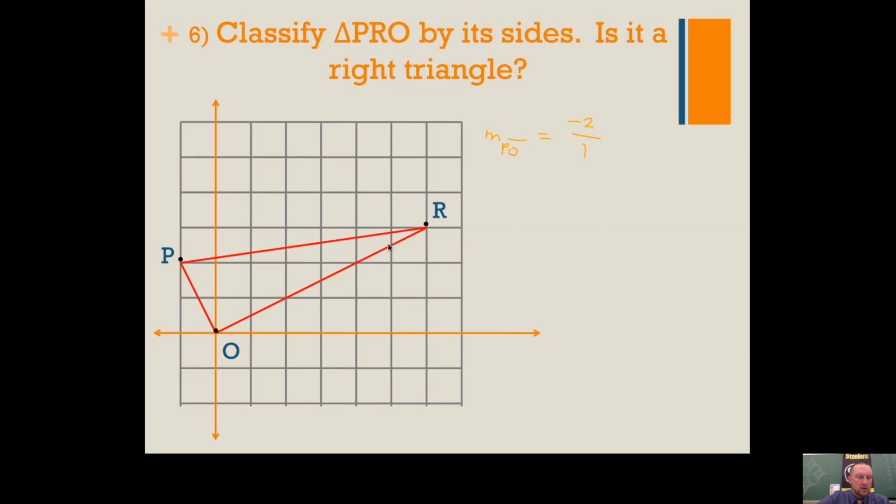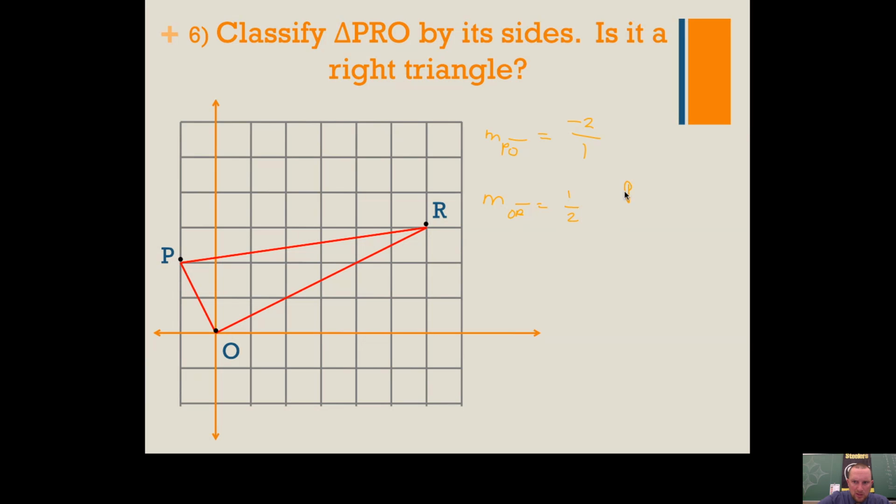Now the slope of this line, notice how it's going uphill, so it's definitely positive. I need to go up 1, 2 to the right. So the slope of segment OR is 1/2. Up 1, 2 to the right. What do you notice about these fractions? They're opposites and they're reciprocals.